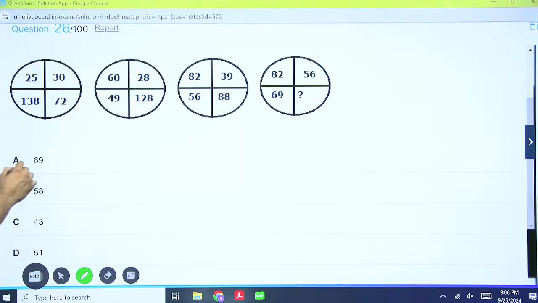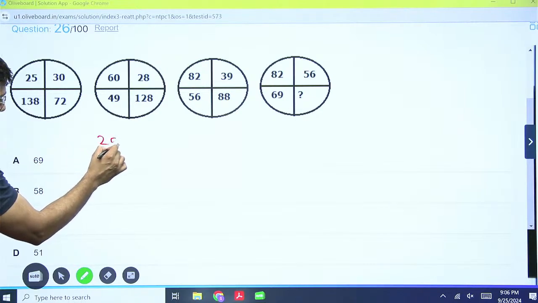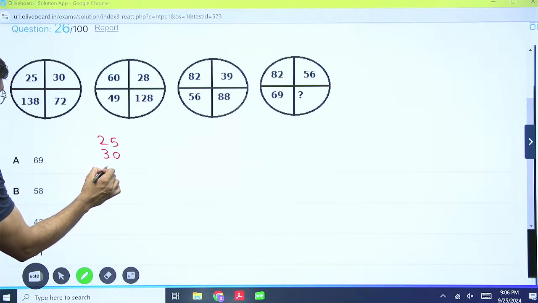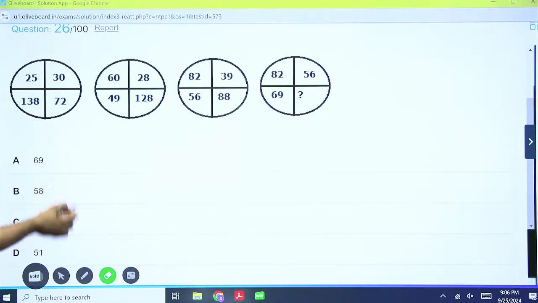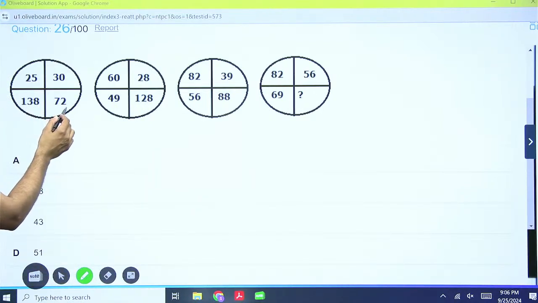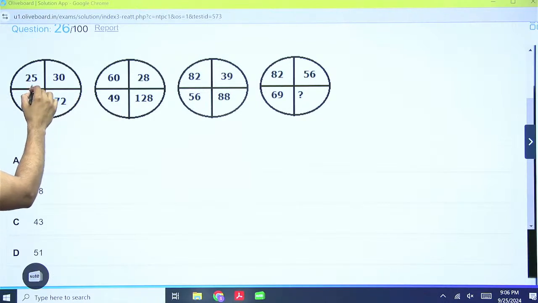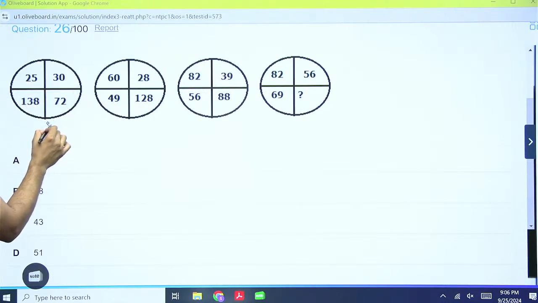Let's add all these numbers first. 25, 30. Let's do it verbally. 138, 72. What will we get? 138 plus 2, 140, plus 70, 210, 210 plus 30, 240, 240 plus 25, 265. The addition of all these numbers is 265.